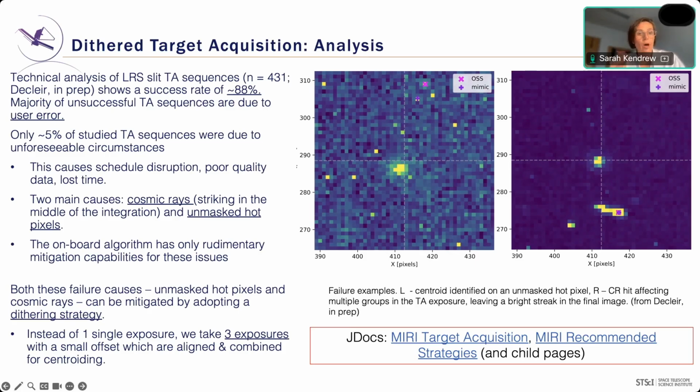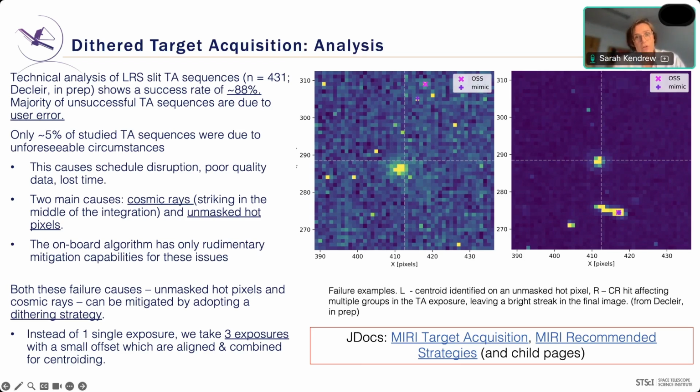So, hot pixels that are unmasked: we know the number of hot pixels increases with time. We try to monitor that and make sure that we update the masking on board on a regular basis. But there have been cases where a hot pixel has popped up in a region of interest and has been brighter than the source. It's very difficult to avoid.